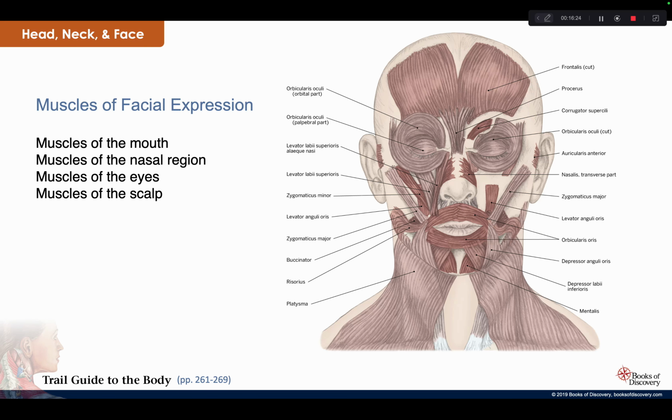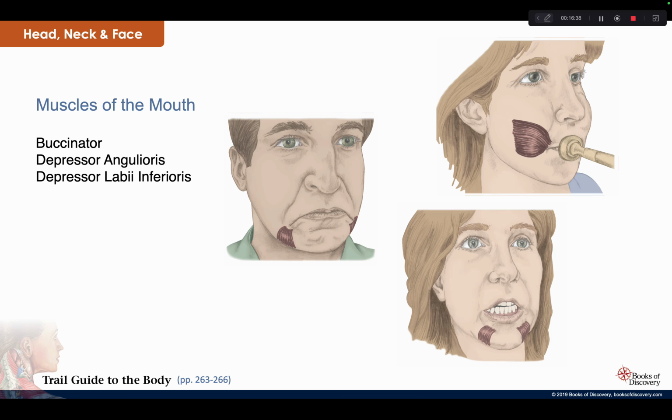You're welcome. All right, muscles of facial expression. A lot of the muscles on your face and some on the scalp are actually responsible mainly for expression. So muscles of the mouth, these would be the buccinator, depressor anguli oris. Sometimes they're a mouthful. I can't say them all. Depressor labii inferioris. The buccinator is going to puff up the cheeks a little bit and help you purse your lips.